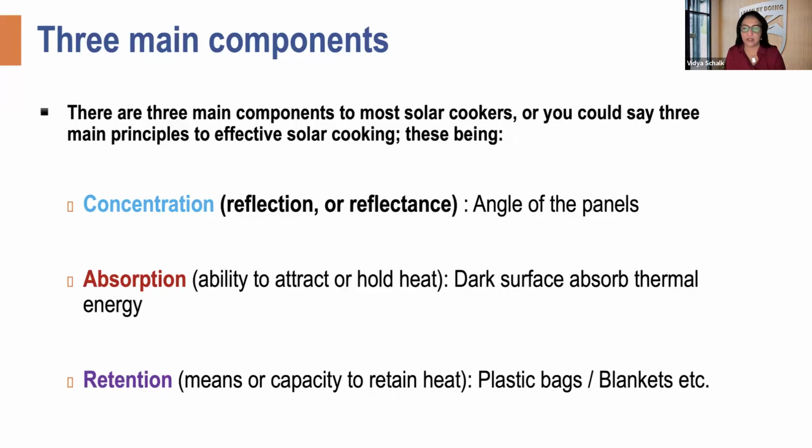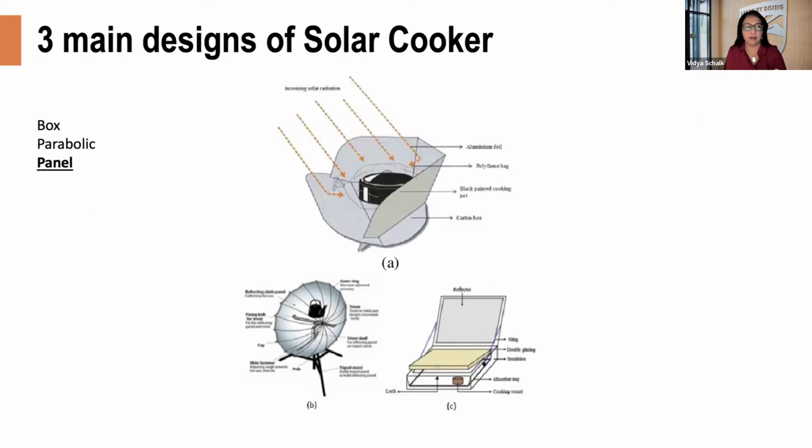Retention, how do you retain it? By putting blankets or plastic bags or something, some kind of an insulation. So, 3 basic principles. Very simple, they all get it. 3 main designs: the box type, the parabolic type, and the panel. The top one is a panel, and that's the one we designed.